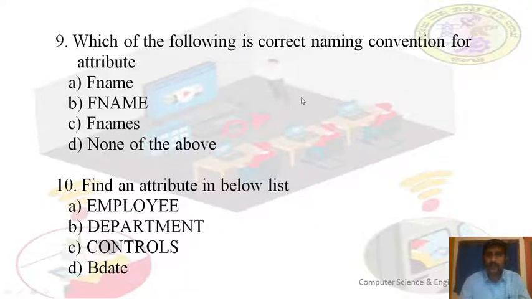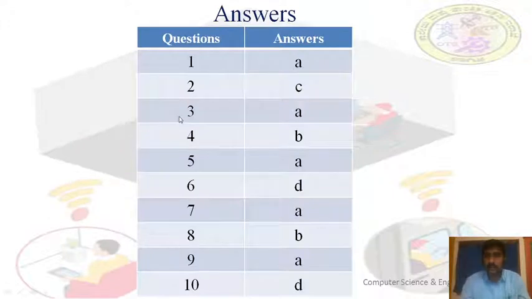Which of the following is the correct naming convention for an attribute? F name with capital F, fully uppercase letters, or F names, none of the above. Next one is find the attribute in the below list: employee, department, controls, V date. Which is the correct attribute here? Check your answer. Here is the answer for the MCQ questions.